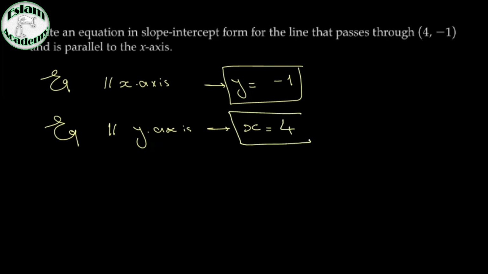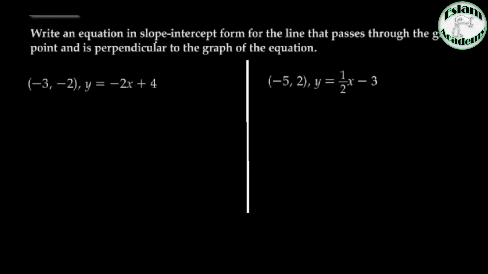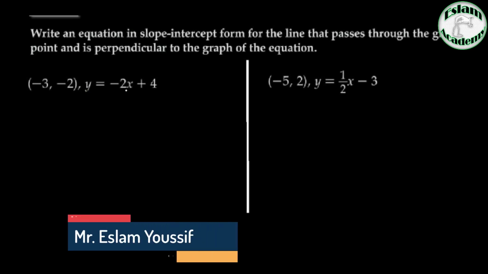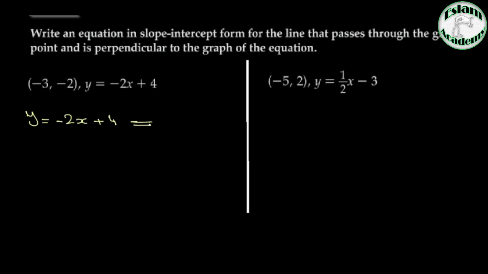In this problem, we need to write an equation in slope-intercept form for the line which passes through the point and is perpendicular to the given line. For the first one, we have the point (-3, -2), and the line is perpendicular to the line y equals -2x plus 4. From the line y equals -2x plus 4, we can find the slope. So m1 is equal to -2. Because the two lines are perpendicular, we can find m2 in an easy way, because if the two lines are perpendicular, then m1 times m2 is equal to -1.